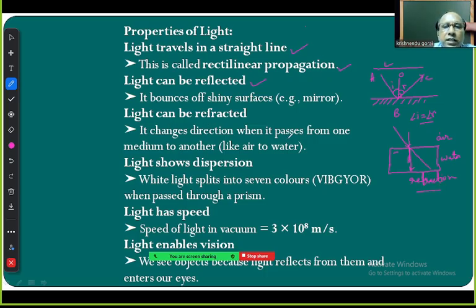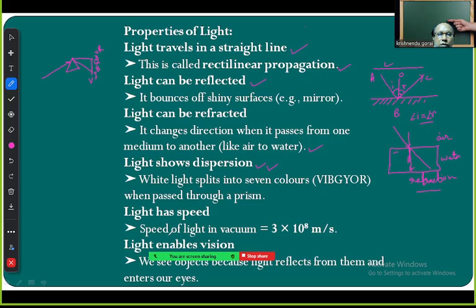The third one is that light changes direction when it passes from one medium to another, that is refraction, like air to water, I already told you. Light shows dispersion. What is the meaning of dispersion? If in a ray of white light I put a prism, it splits into 7 colors, and that is what we call VIBGYOR. V for violet, I for indigo, B for blue, G for green, Y for yellow, O for orange, and R for red. That is dispersion.